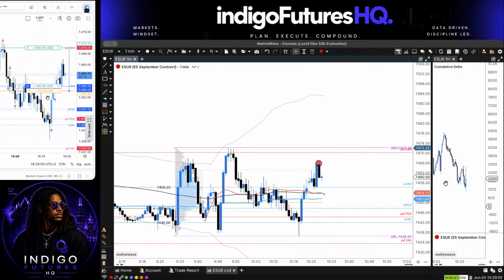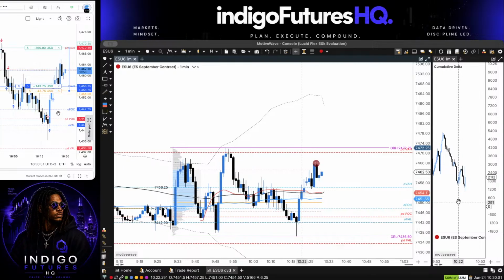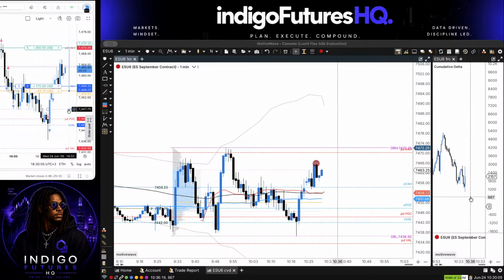I don't think we're gonna get this. I mean, the CVD is not looking very positive for our moves right now. It's not looking negative, but it's also not looking very encouraging, you know what I mean? Unless we see a big spike up in that CVD. So there is that.